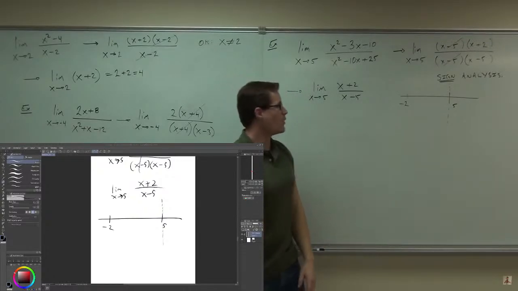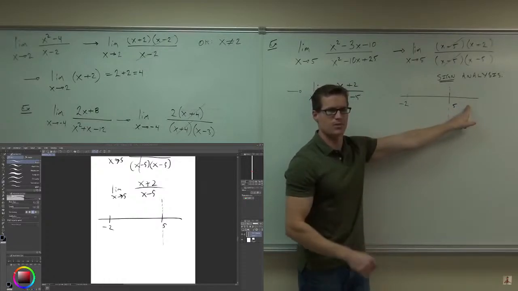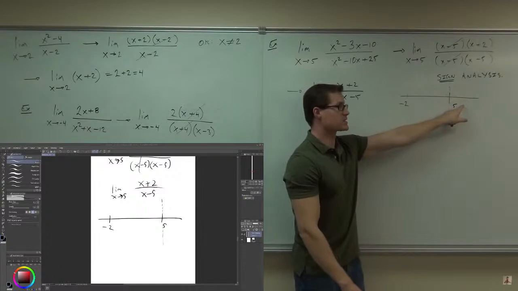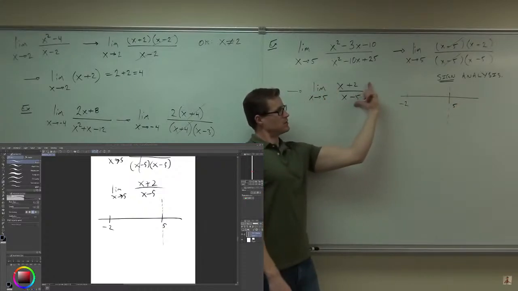Here's how you do it. I want you to take a number in this interval. What's a good number in this interval? Pick 6. You can't pick 5 because, obviously, you can't pick 5. Pick 6. Plug in 6 and tell me what you get.